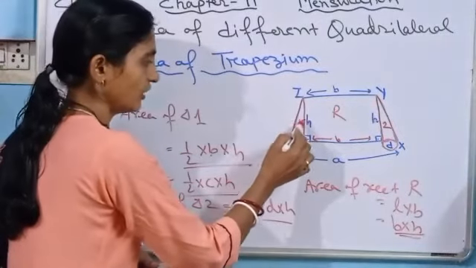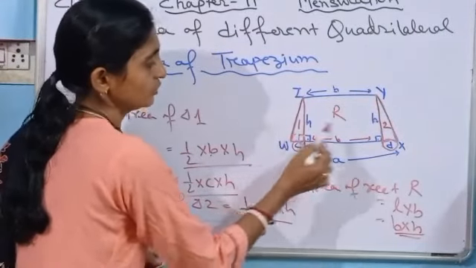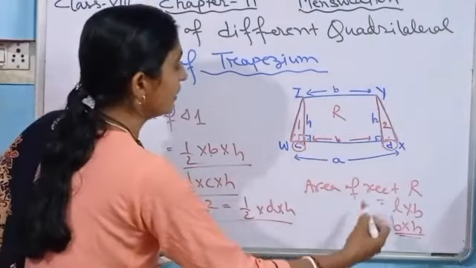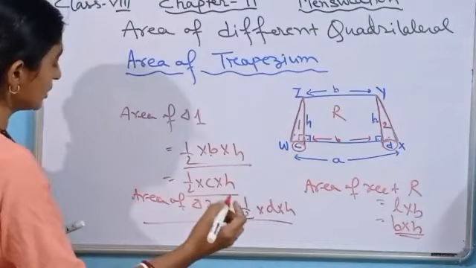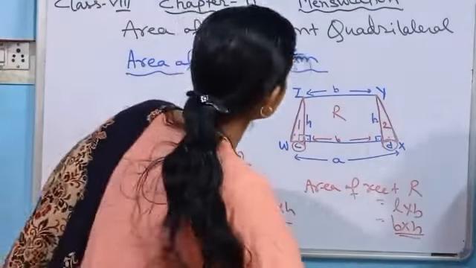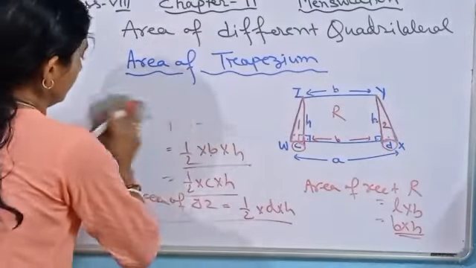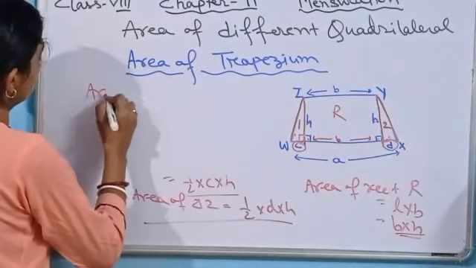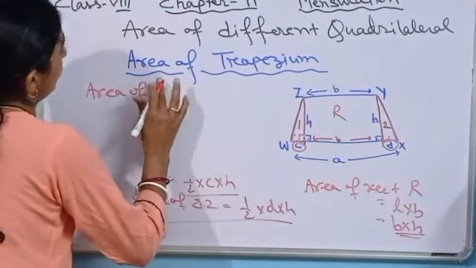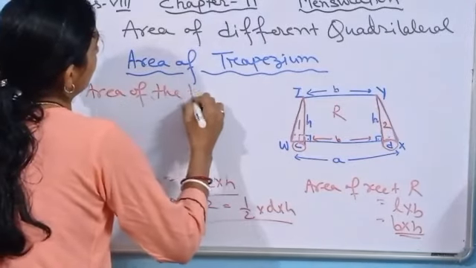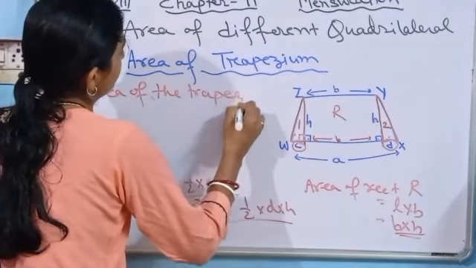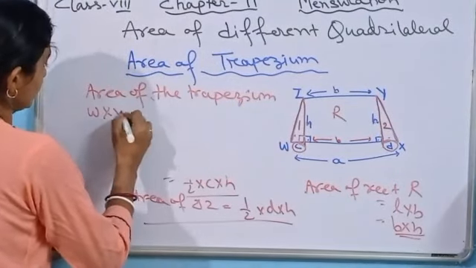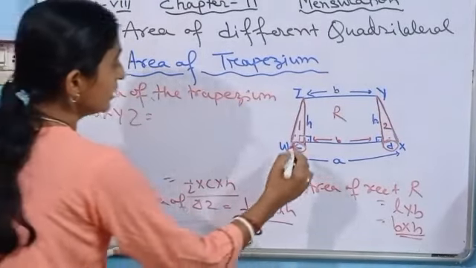Now I have got the areas of all 3 parts. Here I have gone for the triangulation. I have taken out 2 triangles on both sides, and this is the rectangle. Now I will add all these 3. So what will be the total area? Let's write this one. Here the area of the trapezium WXYZ is equal to what?